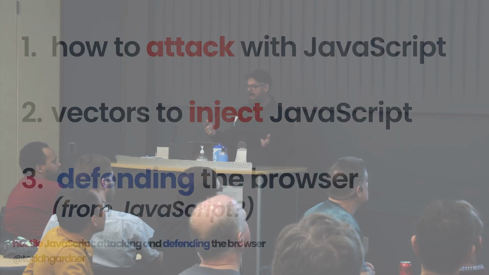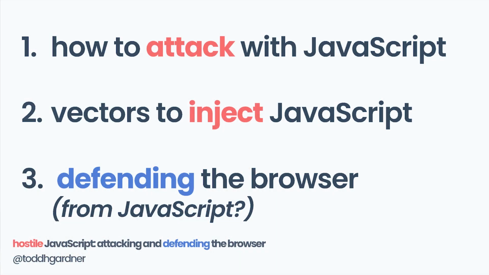We're going to talk about 3 things today. First, we're going to talk about how we go about attacking with JavaScript. If I get JavaScript in your page, what can I do with it? What kind of fun and terrible things could an attacker do with JavaScript? Second, we're going to look at vectors of how we could get JavaScript in your page. And then we're going to look at some ways to defend against those, so that we know how to protect our sites, our users, and our applications.